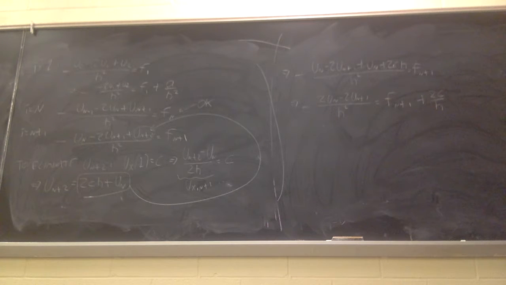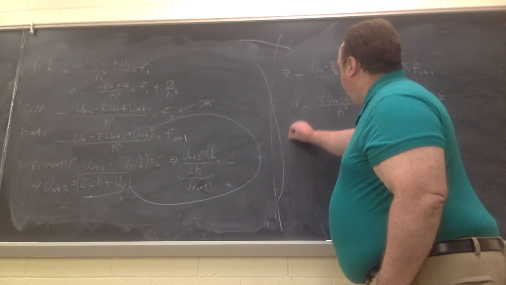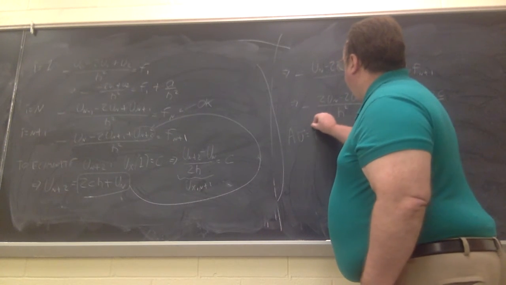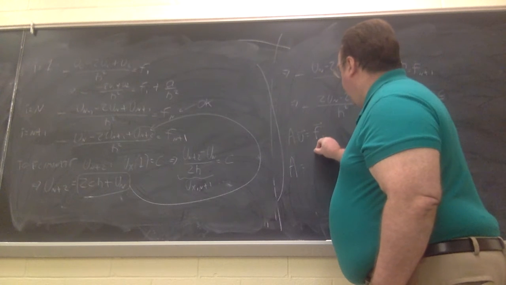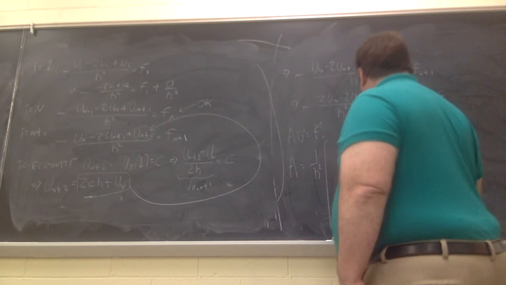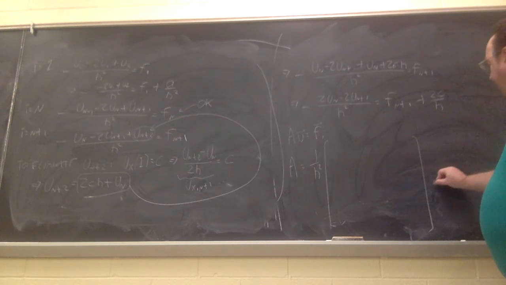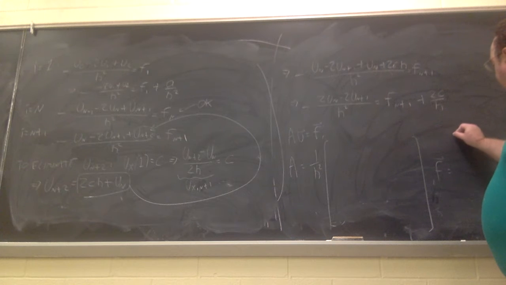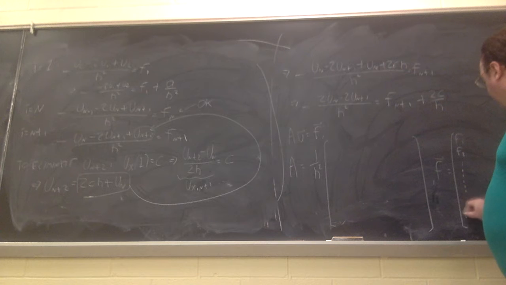Okay, so that is my last equation, and then all the other equations have a similar form as last time. So my matrix, A, is going to be 1 over h squared, I'll fill that in a moment. We also have a vector F, which is going to be all the F values.